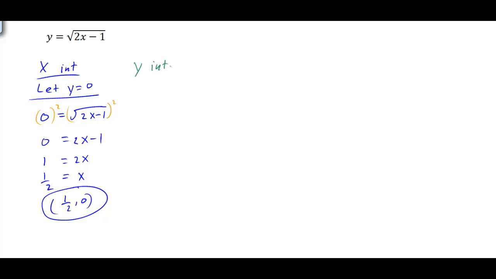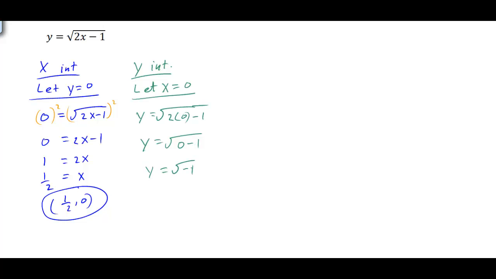And if we want to locate the y-intercept, we're simply going to let x equal 0. So we would have y equals the square root of 2 times 0 minus 1. 2 times 0 is 0, and then 0 minus 1, be careful, we end up with a -1. Can we take the square root of a -1? And the answer is no, unless we go into imaginary numbers, and we'll talk about that a few chapters from now. This is not a real number. It turns out to be imaginary, and that means there are none. So the graph will never cross the y-axis.